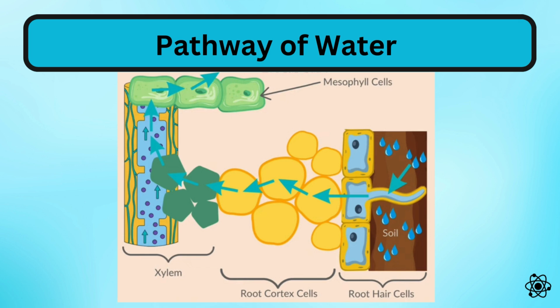Water enters the root hair cells from the soil through osmosis. This happens because the soil water has higher water potential than the cytoplasm of the root hair cell. From the root hair cells, the water passes into the root cortex cells. Then, the water travels into the xylem, where it travels up the stem to the leaves, entering the mesophyll cells.